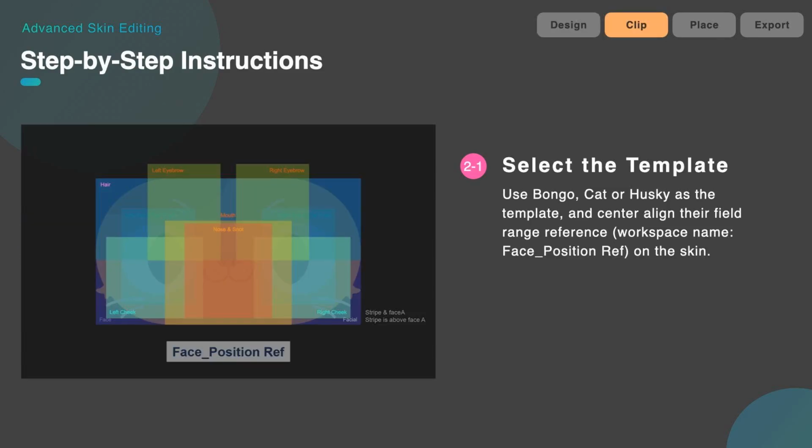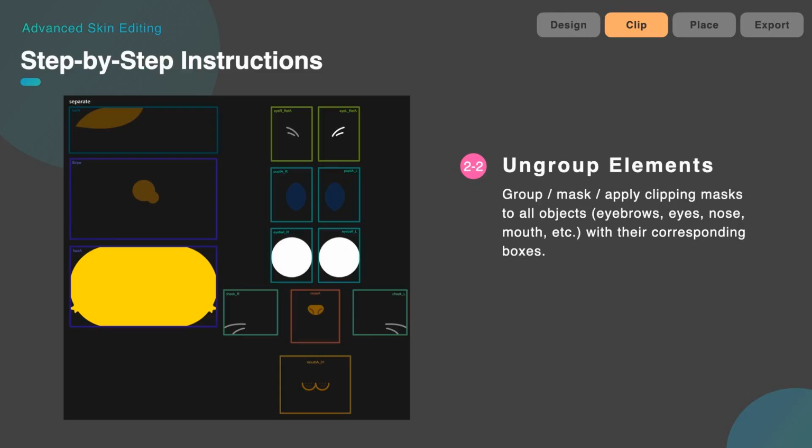Next, before starting to disassemble the skin, please decide which template you will use for your robot's face. Please center align the field range reference that provided in the example on the skin. The aligned result is as shown in the image. Then, ungroup the field range reference to free up each field box.